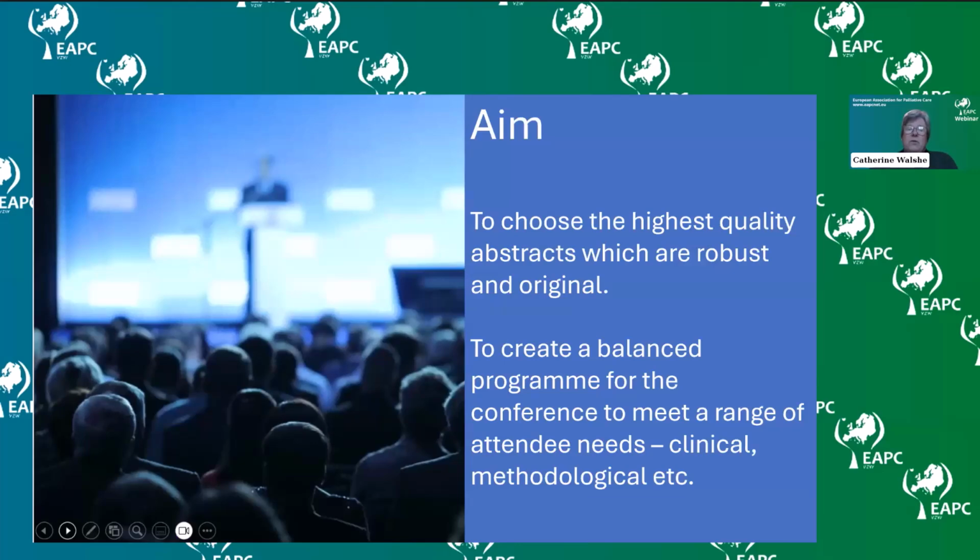What are we aiming for? Well, of course, as I said right at the beginning, we are aiming to choose the highest quality of abstracts, which are robust and original. Because what we want to do as a scientific committee is to create a balanced programme for the conference that meets a huge range of needs. And we can see when we look at the list of attendees for previous conferences that that range is huge.